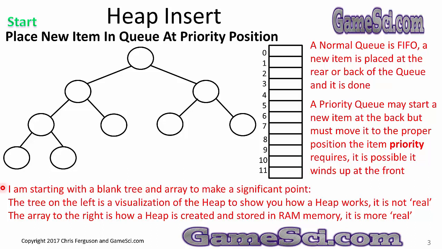I'm starting with a blank tree and array to make a significant point. The tree on the left is a visualization of the heap to show you how the heap works. This is not the real representation of the tree. The array to the right is how a heap is created and stored in RAM memory. It is more real. We will be placing items in our 1D array and trickling them up and trickling them down through the array.